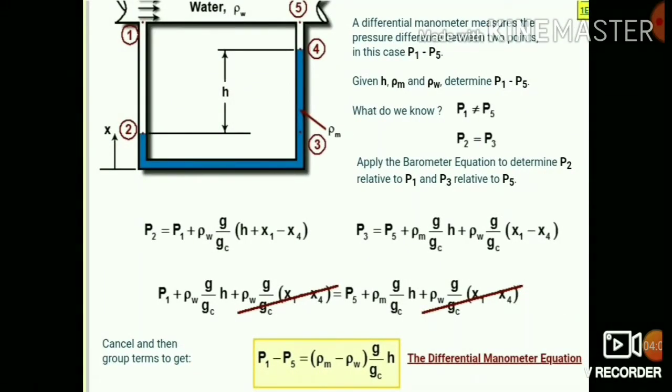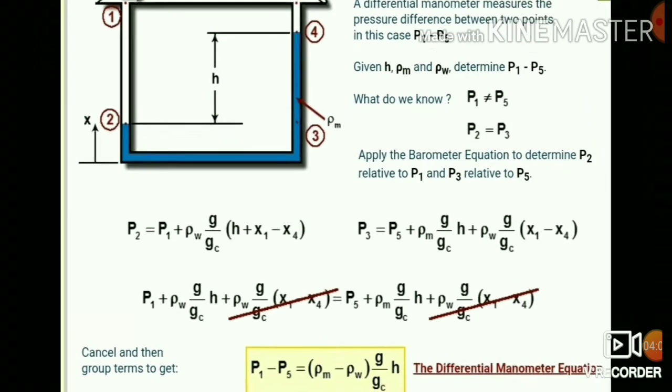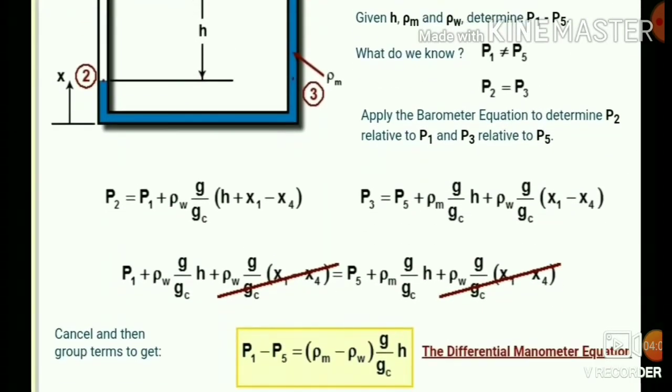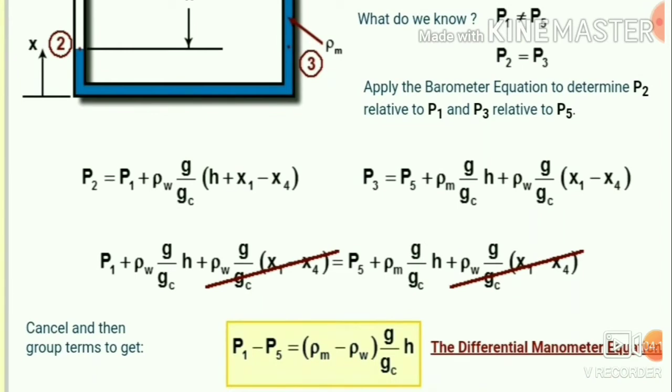So friends, first of all I will give you the concept of the manometer. You remember this formula, that is P1 minus P2 is equal to (rho m minus rho w) into g by gc into H. Friends, here don't bother about gc. gc is simply the reference gravity, meaning we can consider it 1. The gc value is 1 and the g value is our acceleration due to gravity, that is 9.81.